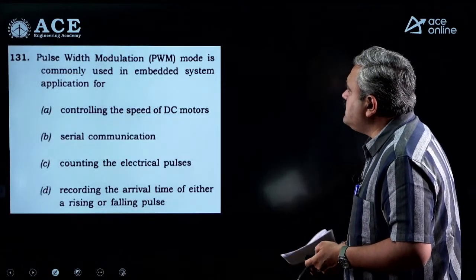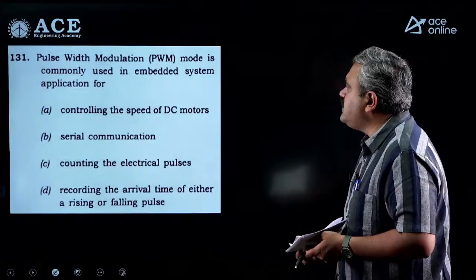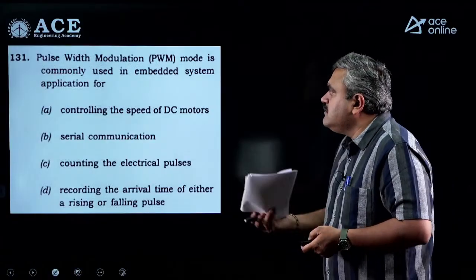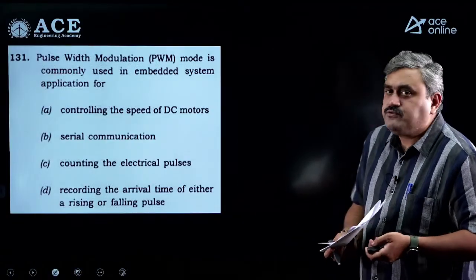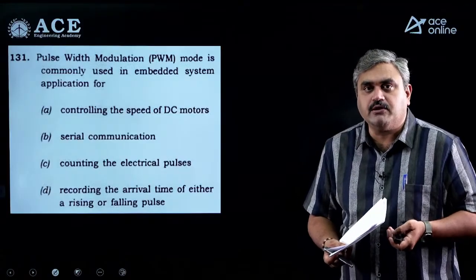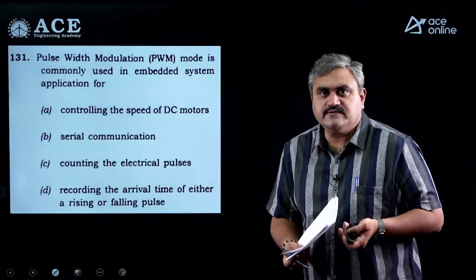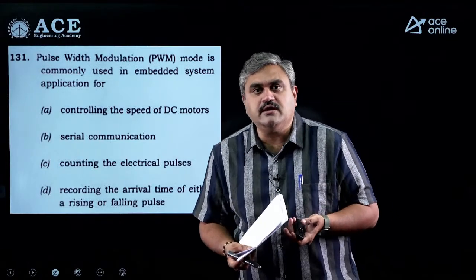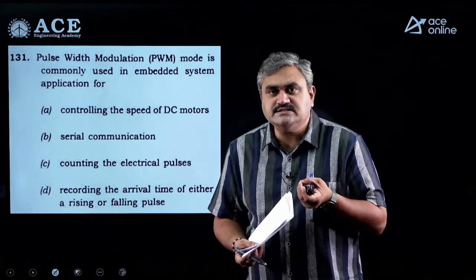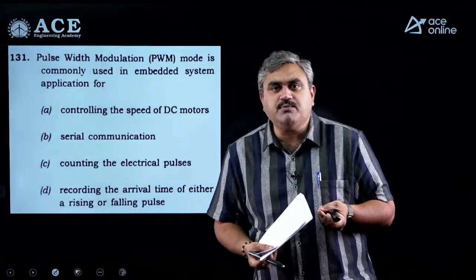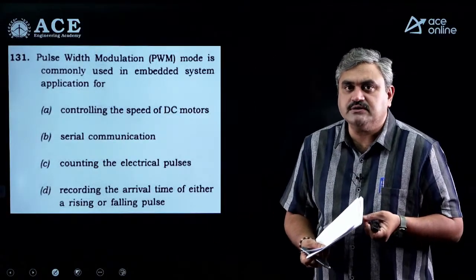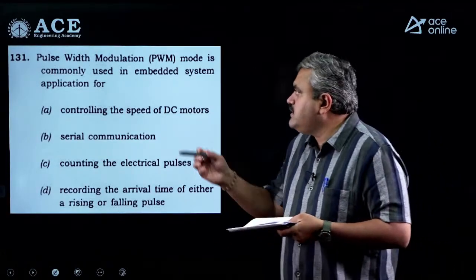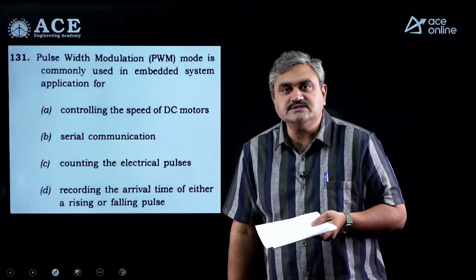Next. Pulse width modulation mode is commonly used in embedded systems. Application for PWM is used for controlling purposes, especially power control in motors, because sometimes based on the input supply voltage, variation in supply will also be there. That small deviation or peak voltage small deviation can result in a large deviation. So to overcome that problem, we use PWM for controlling the speed.